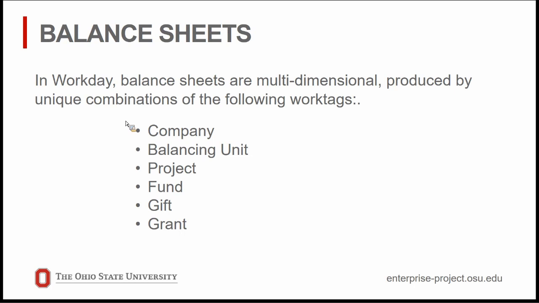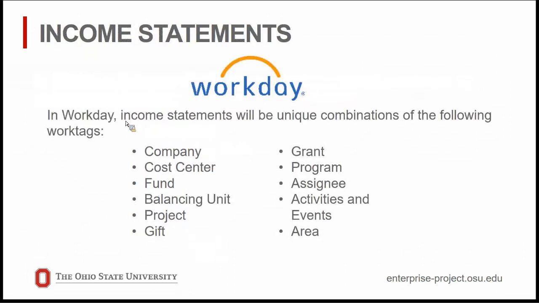So now that we've talked about balance sheets, you're probably wondering what gives us an income statement. So in Workday, income statements will also be unique combinations of the following work tags. So basically any work tag that's replacing our chart of accounts is going to really give us an income statement. But just remember, not all of these track balance sheet activity. So we have company, cost center, fund, balancing unit, project, gift, grant, program, assignee, activities and events, and area. As you can see, we have lots of income statements out there that we can produce.